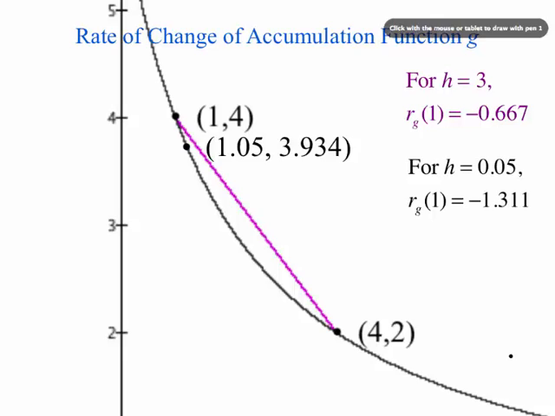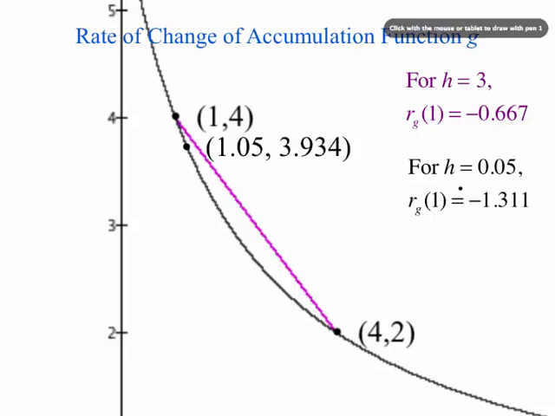So we used h equals 3, and we got a first approximation. But then I made h much smaller, 0.05. We're focused up here now. And we got a much better approximation for the rate of change, negative 1.311. Okay, we good so far? So let's do that again.